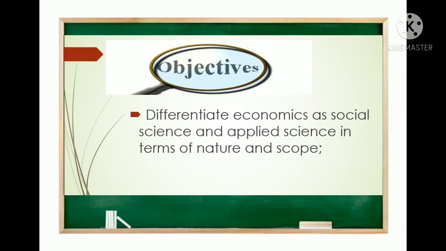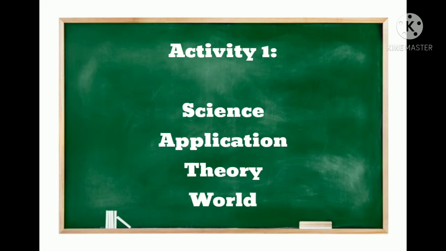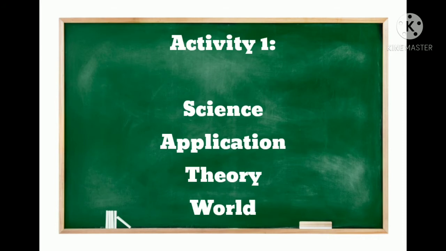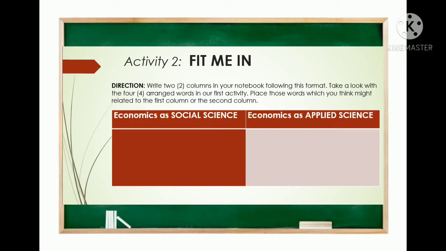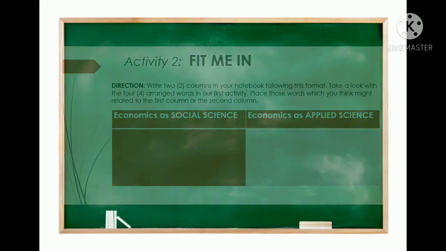Now, let's go back to our first activity. I want you to write 2 columns in your notebook following this format. Take a look at the 4 arranged words in activity 1. Write those words which you think belong to the first column or the second column. Remember, no right or wrong answers. I will give you 5 seconds to do that. Then you will check your answer on this part after watching the video. So keep on tuning in.